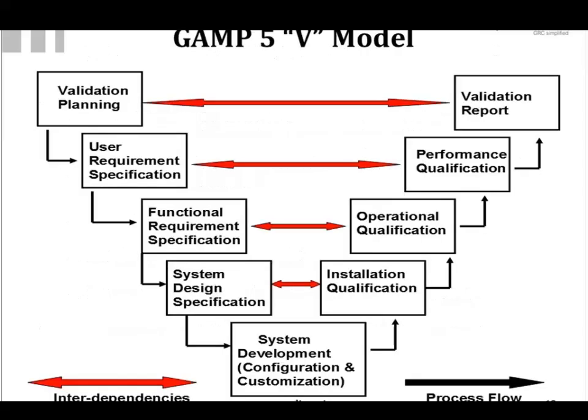The GAMP 5 V model is one that allows you to see the connections across the whole stream of validation deliverables. When you start, you have your validation plan, which is your validation rationale for how you're going to go about validating and testing your system and why. Your validation plan should include that risk assessment. It should include a statement saying what you think is the particular risk level or profile for that system and why you're testing it the way you are.